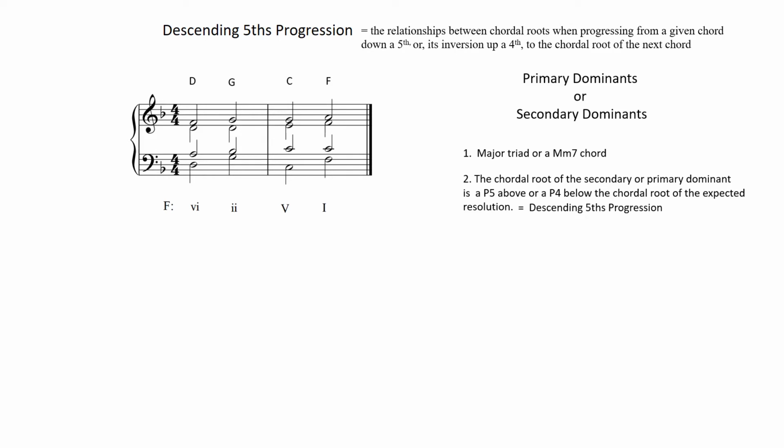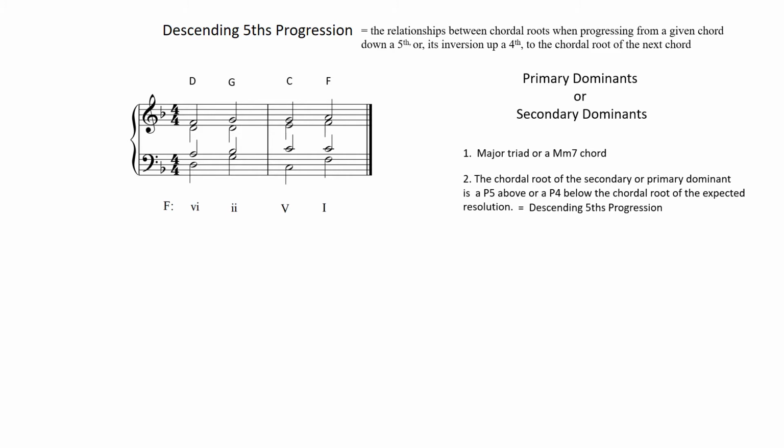Now look at the C major triad in the example to the left. It satisfies both criteria already. It is a major triad and its chordal root C is a perfect fifth above or a perfect fourth below the next chord, the F chord. Also notice that both the D and G chords fulfill the second criteria already. They are part of a descending fifths progression. However, they don't satisfy the first criteria since they are not major triads or major minor seventh chords. In fact, they are minor triads.